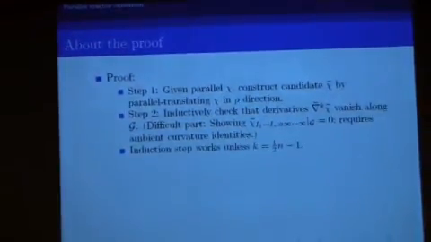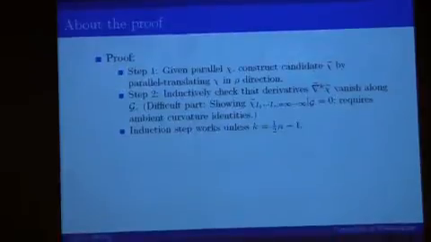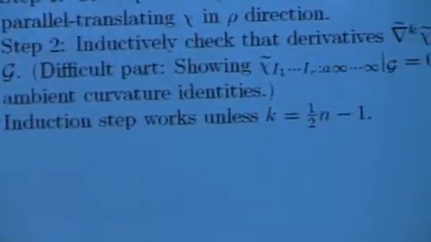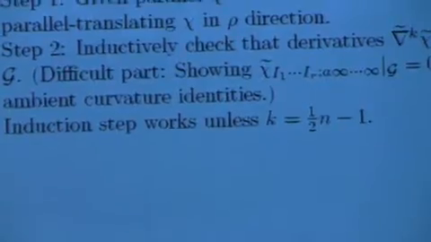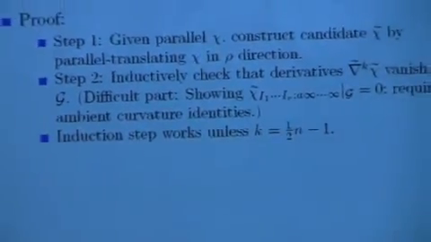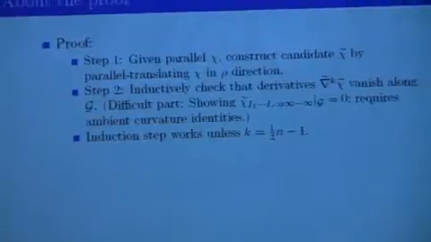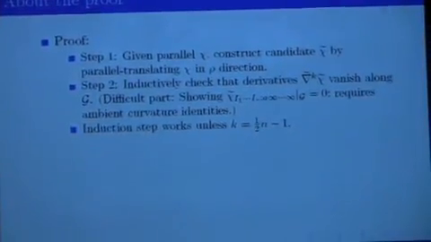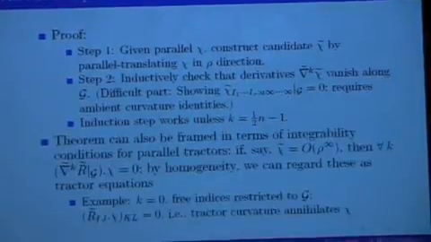So it turns out this induction step works unless k is equal to 1/2 times n minus 1, and this is exactly why this induction carries through to infinity in the odd dimensional case, and why we have this obstruction that's analogous to the ambient metric obstruction at precisely this order.